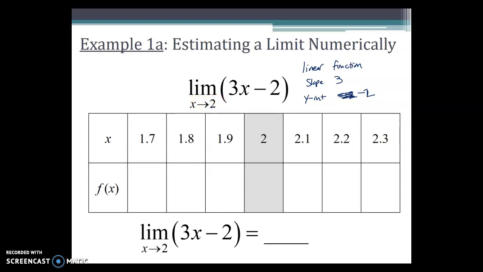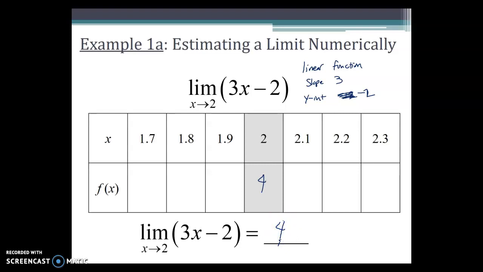So let's start with the end in sight. Let's start with the answer. To get the answer, take x as 2 and plug it in. 3 times 2 is 6. Minus 2 is clearly 4. So using this table of values, we know that the function value at x equal to 2 is 4. So that's actually what the limit is.